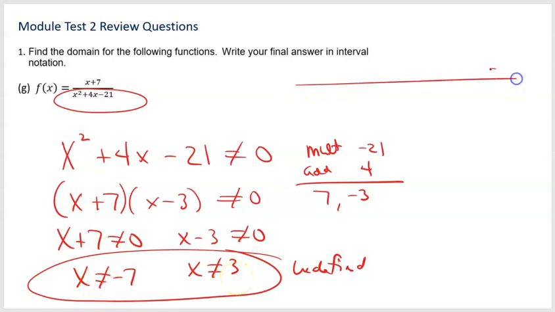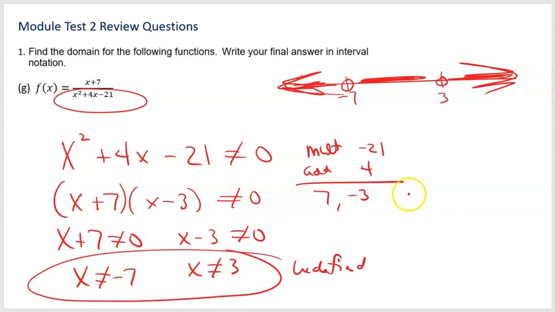But now when I put it in interval notation, and I put it on a number line, it can't be negative 7, can't be 3, it can be everything else. So final answer, we're talking negative infinity to negative 7. That's this leftmost part. In the middle is negative 7 to 3. And then on the right is 3 to infinity.